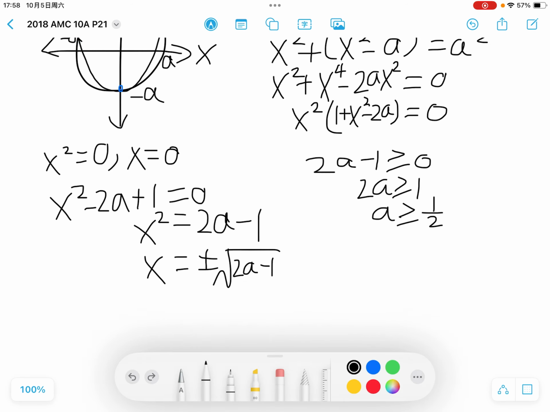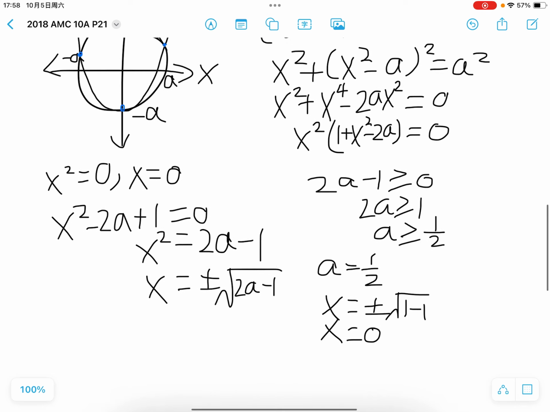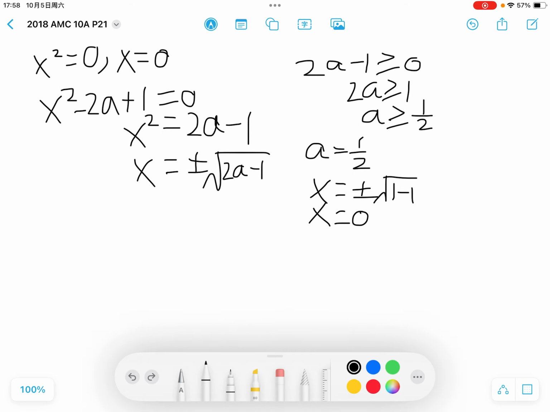Okay, so let's just plug in a equals 1/2, because that's one of our answer choices. If a is 1/2, then x is going to be plus minus root 2 times 1/2, which is 1, so 1 minus 1, which is just 0. And we already have x equals 0 here, so we have another x equals 0, which is not really helpful because we want 3 points of intersection, not 1 point of intersection. So this doesn't really work for us. It's going to give us 1 point of intersection, which is the 0, negative a point.